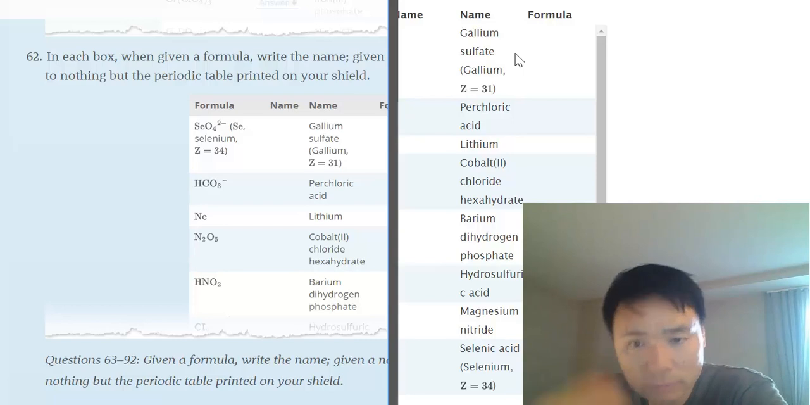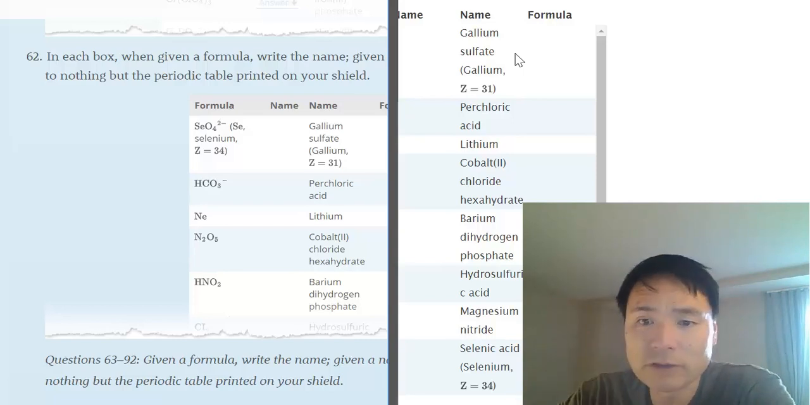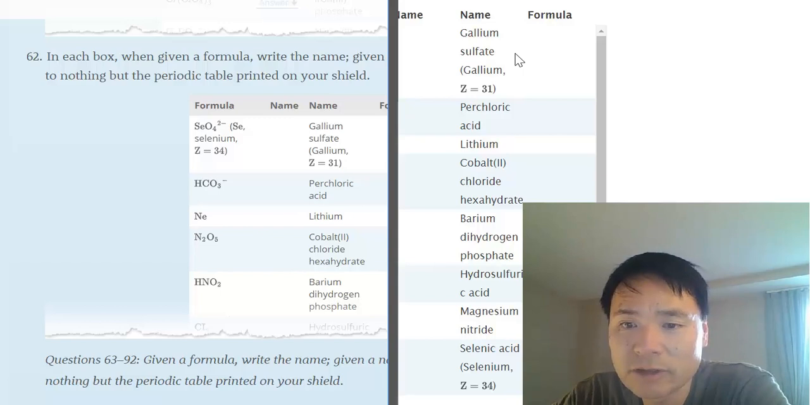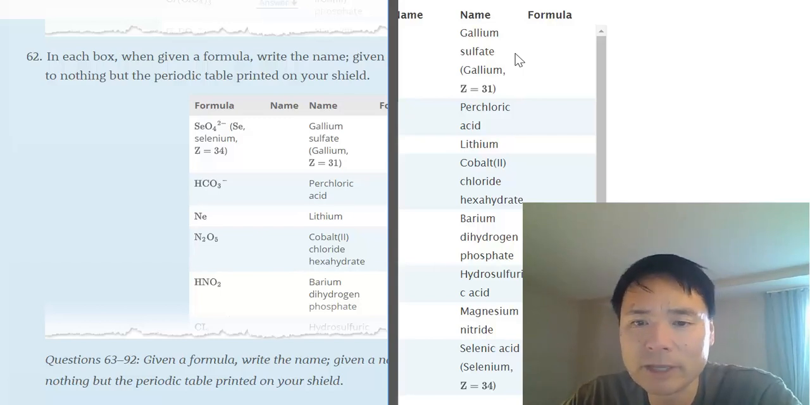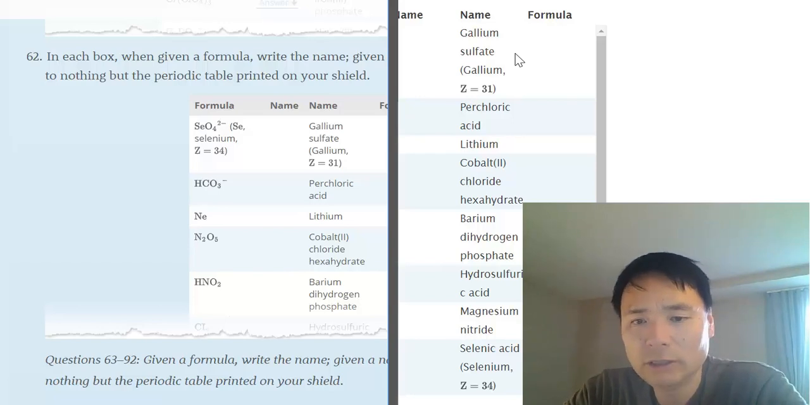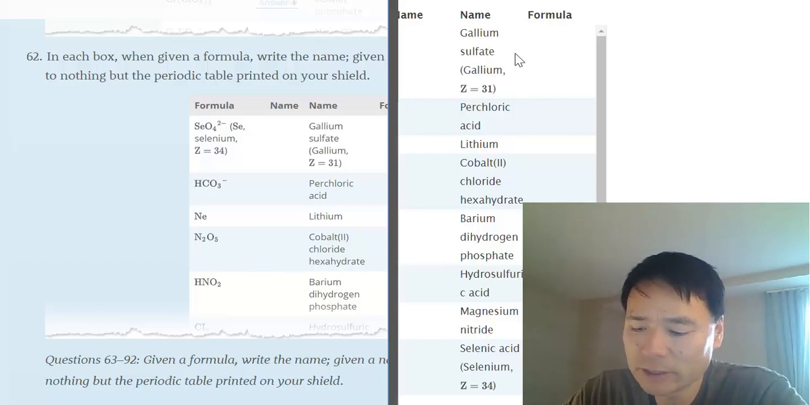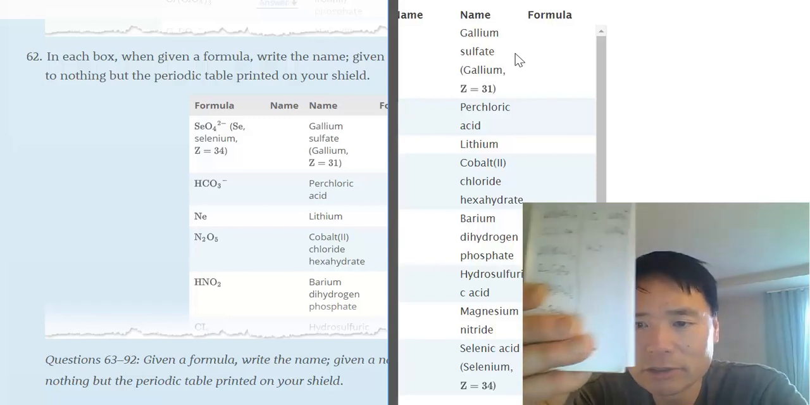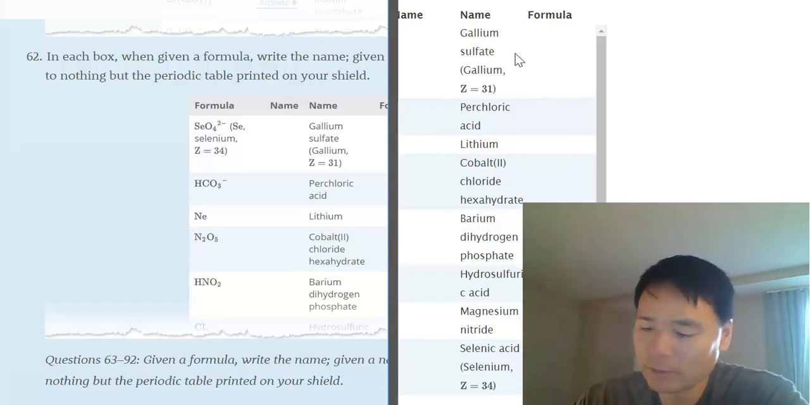Barium dihydrogen phosphate. Ba is 2+, dihydrogen phosphate is 1-, so we'll need 2 dihydrogen phosphates for every barium. Ba, parentheses, H2PO4 taken twice. Hydrosulfuric acid. Hydro, ic means ide, so sulfide. Sulfide's S2-, so hydrosulfuric acid is H2S, aka hydrogen sulfide. We might write H2S(aq) just to emphasize that point.